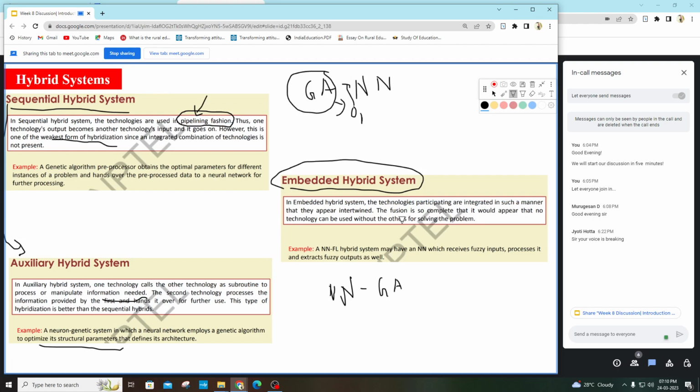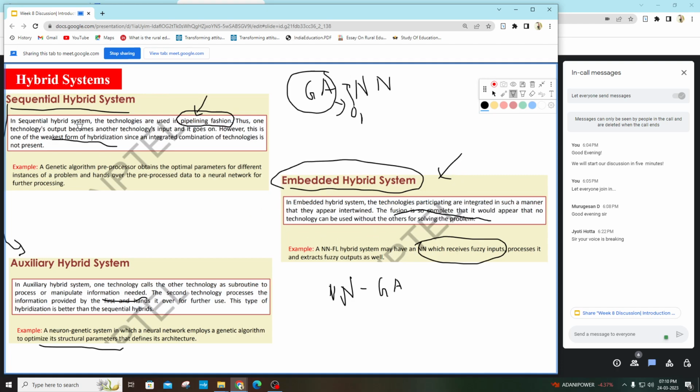In this embedded hybrid system, the participating technologies are integrated in such a manner that they appear intertwined, like NNFL. Here we are completely fusing two technologies and then using them, like the NNFL hybrid system. In NNFL, we are using fuzzy input to this NN architecture. This type of system is known as embedded hybrid system, and this is the most popular one because we are completely fusing both the technologies.